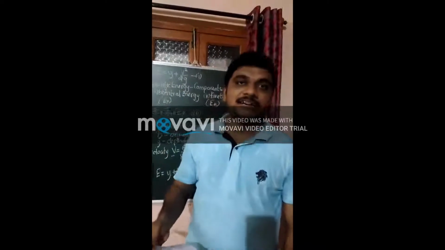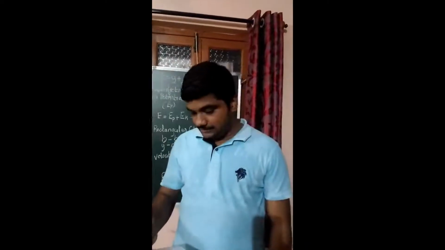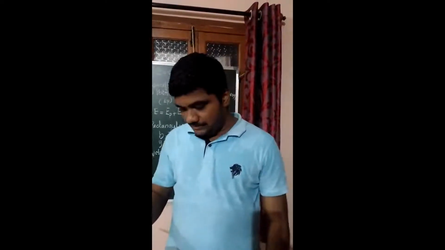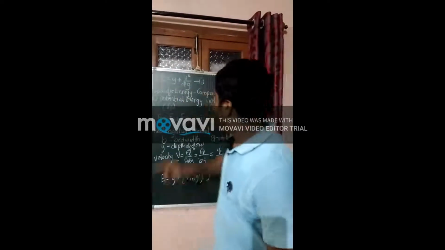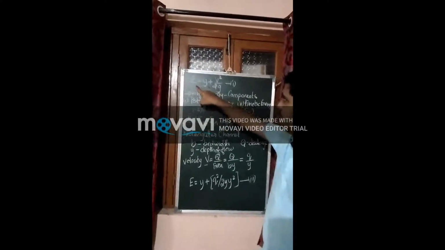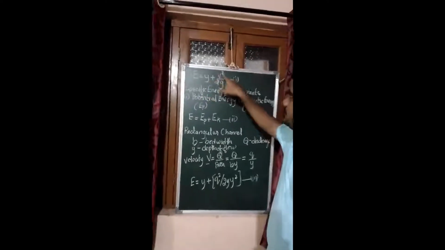Specific energy may be defined as energy per unit weight of liquid with respect to channel bottom. Although specific energy may increase or decrease depending upon the bed elevation, the total energy decreases in the direction of flow because of bed friction. If the flow is uniform, the specific energy remains constant. So the specific energy is given by this equation, E is equals to Y plus V square by 2G.